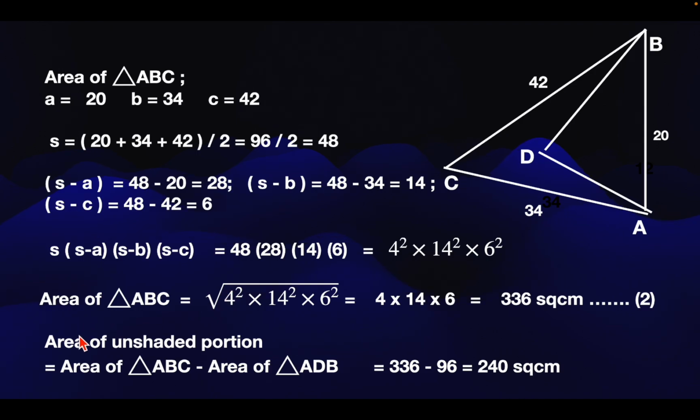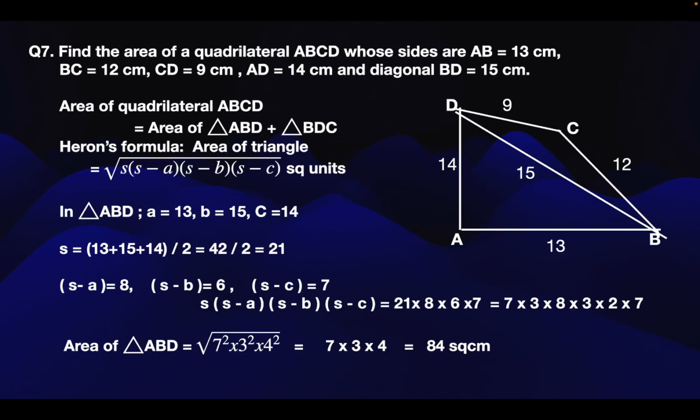Then the area of unshaded region is area of triangle ABC minus area of triangle ADB. 336 minus 96, which we found before, is equal to 240 square centimeter. That is the answer.